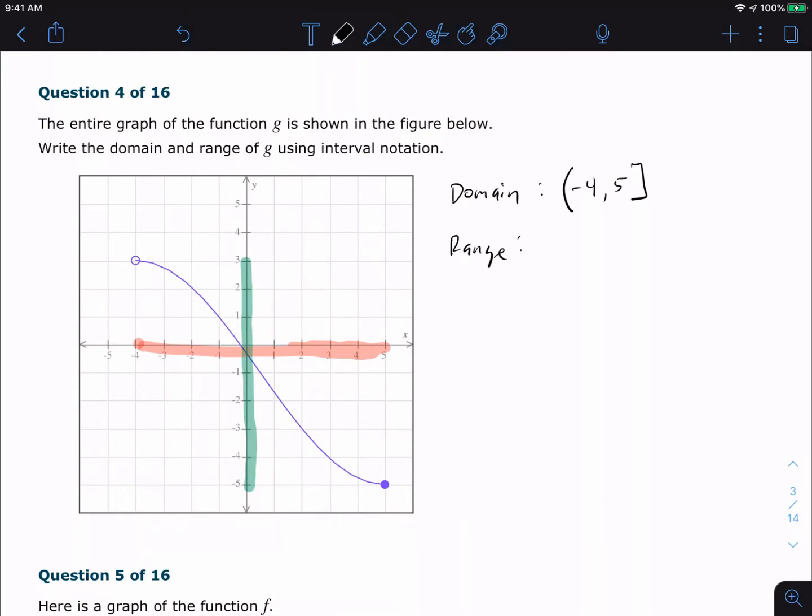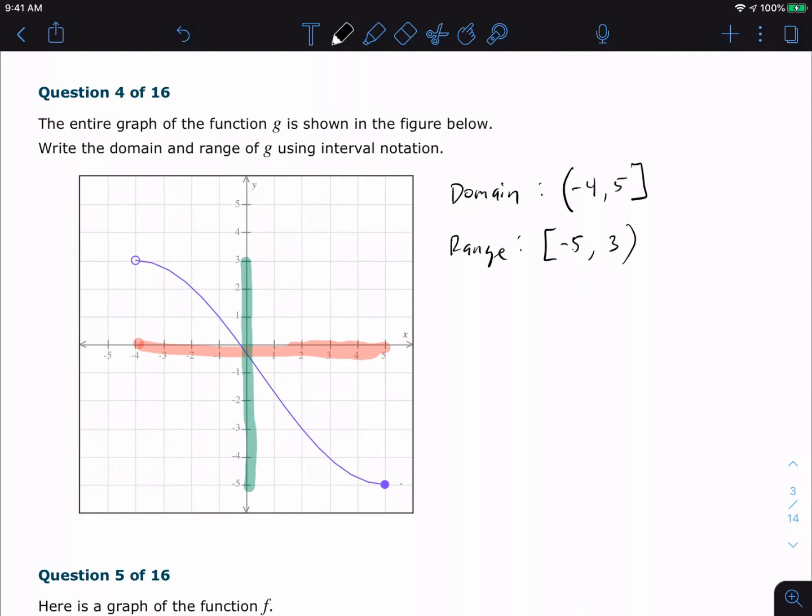Okay, so with range, we're going to go from bottom to top, right? So it's going from -5 to 3. And is the -5 a bracket or a parentheses? Bracket. That should be a bracket, because we're looking at this guy right here. It's a closed circle, so it's a bracket. Now up here at 3, what do we have? We have an open circle, so this should be a parentheses. Does that make sense? Yeah.